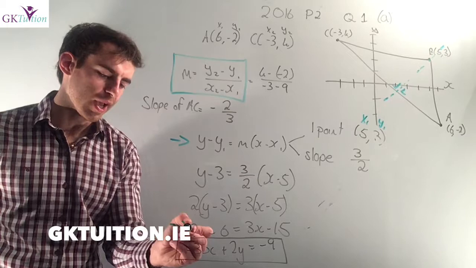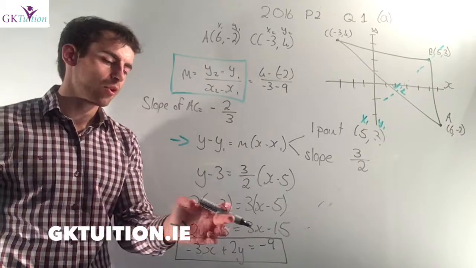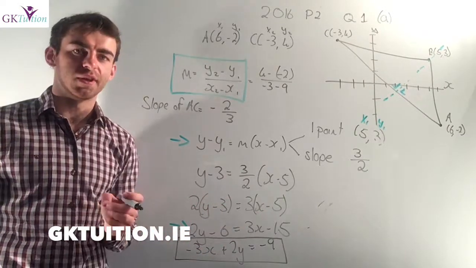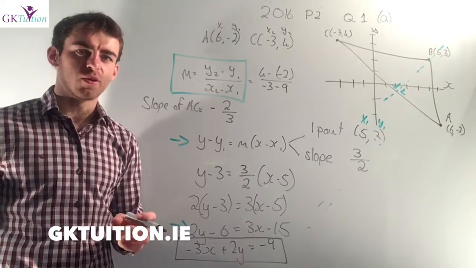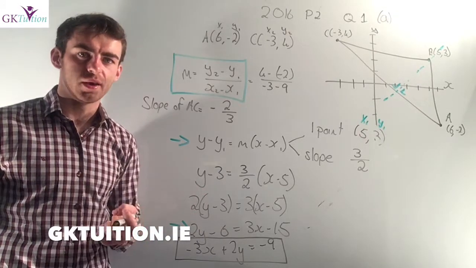So if I had left my answer like this, I would have lost marks because I need to group my minus 6 and my minus 15. Okay, so that's the first part of the question, and it was kind of a hint to do part B. So let's move on to that now.